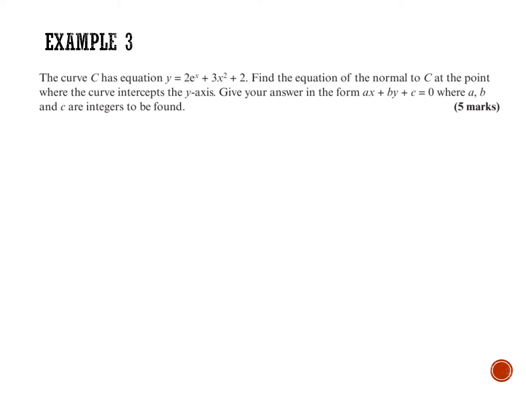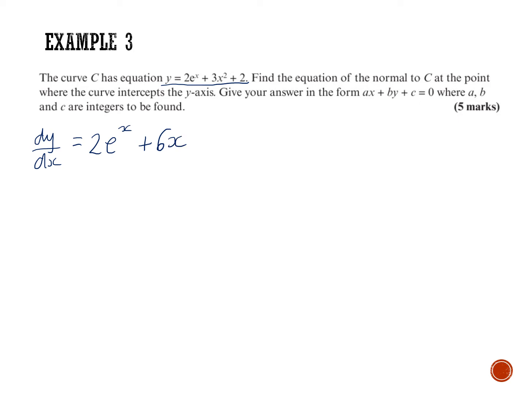Okay, so this is our function y. Find the equation of the normal. As soon as you see equation of tangent, equation of normal, you need to differentiate. So let's do our differential. Differentiate that, 2e to the x, 2e to the x, 3x squared, bring down the power, reduce the power by 1, plus 2 disappears.